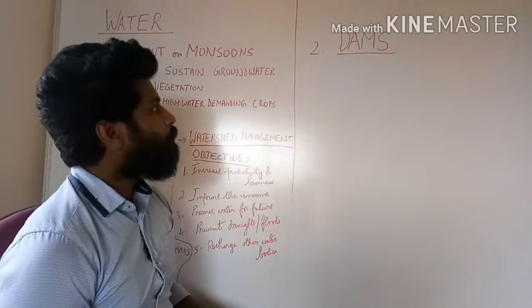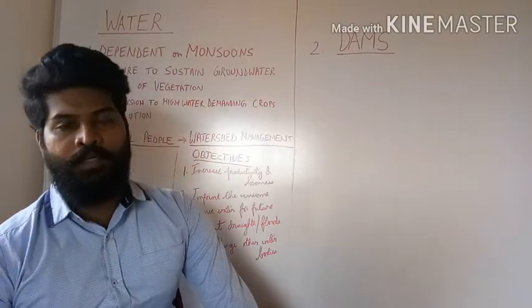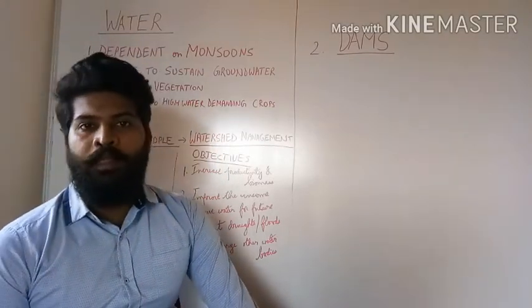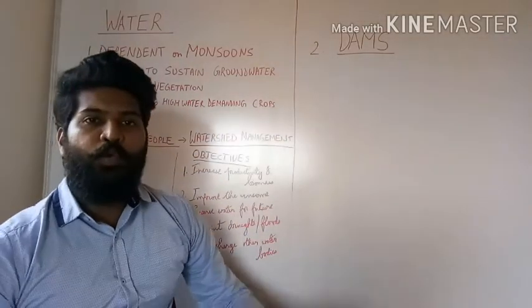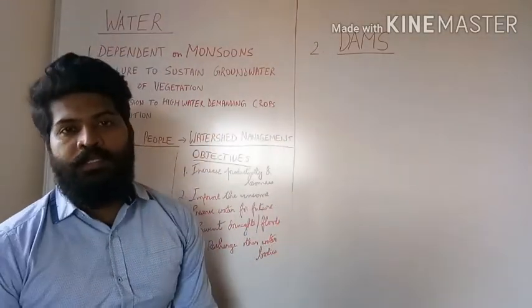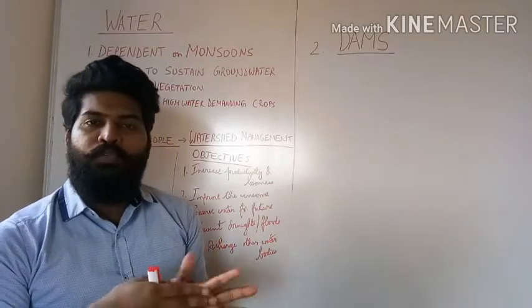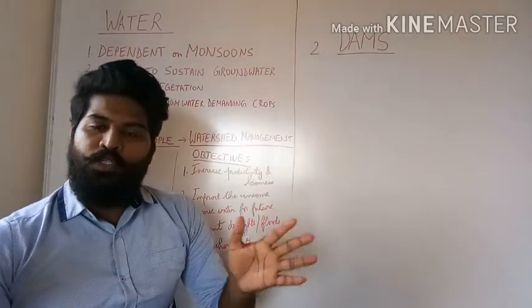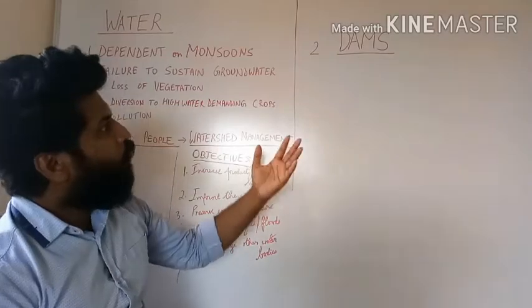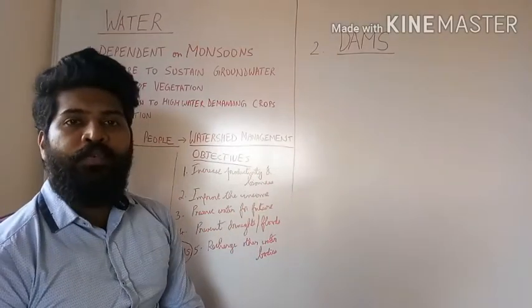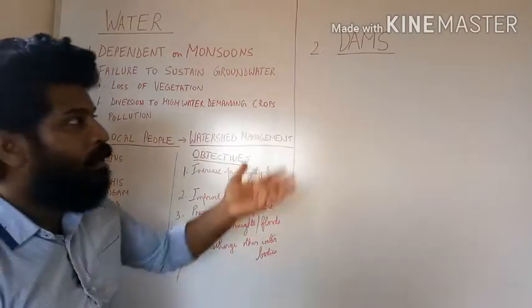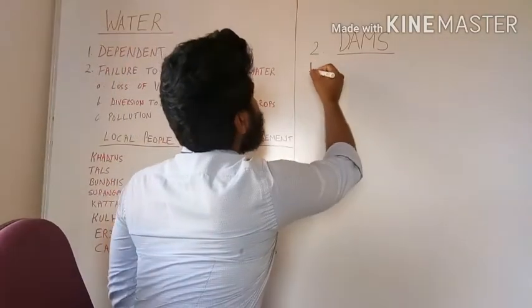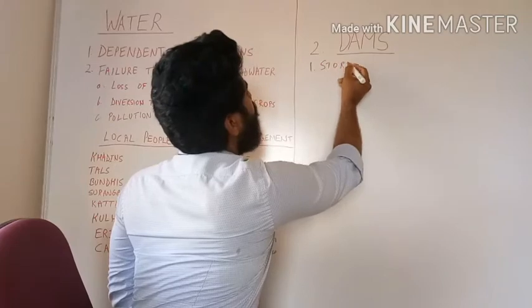But then came the British. When the British came, they introduced the concept of dams, huge megalithic structures which would block the flow of water, hence it could store water. Of course, dams have a lot of importance. Like these structures, they also help in storing water.